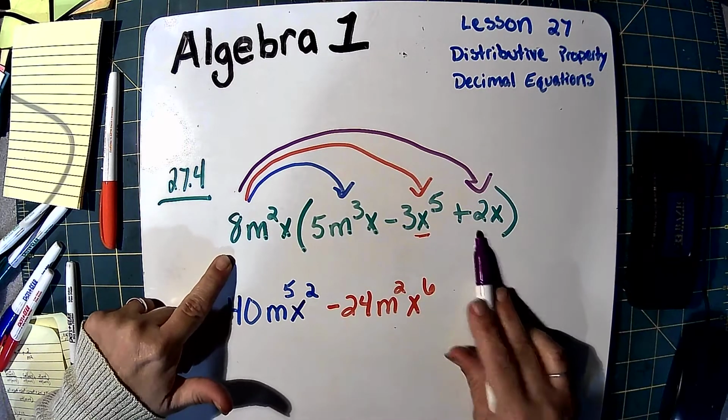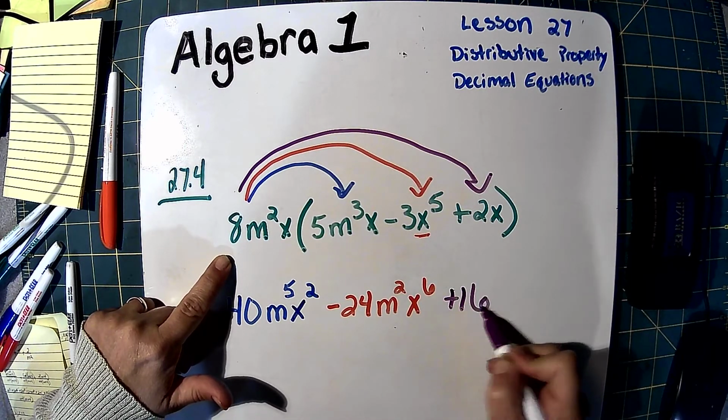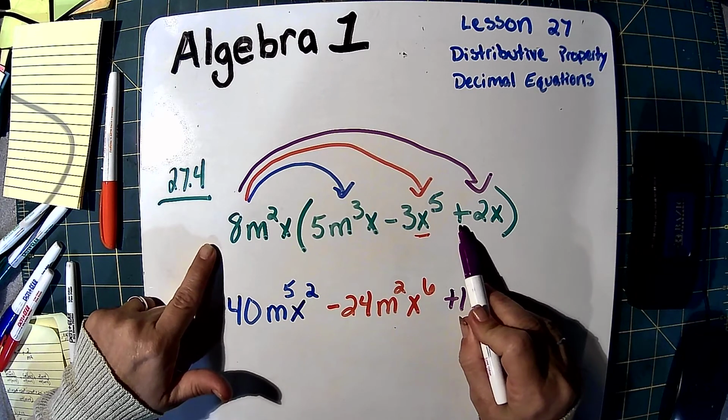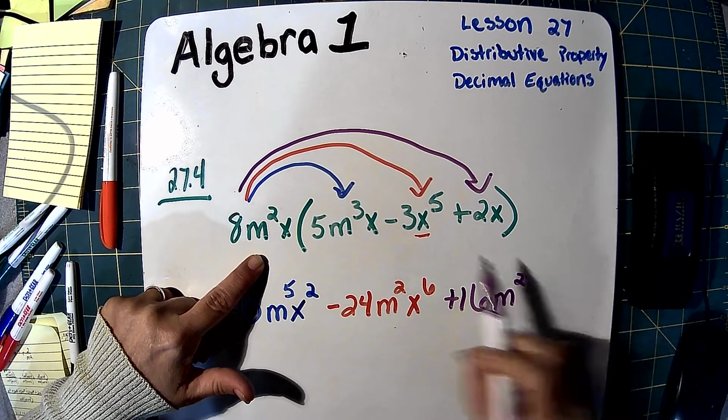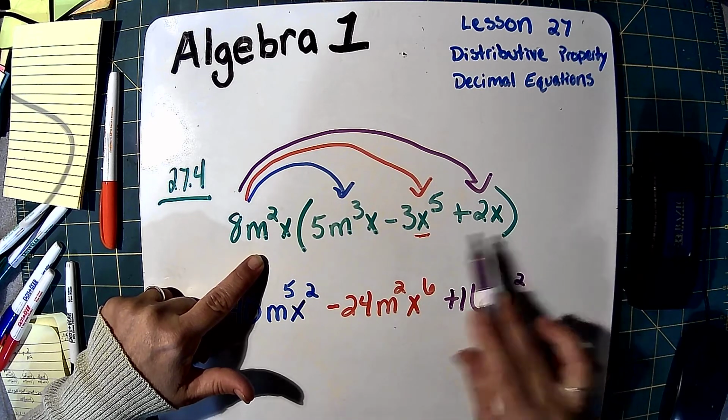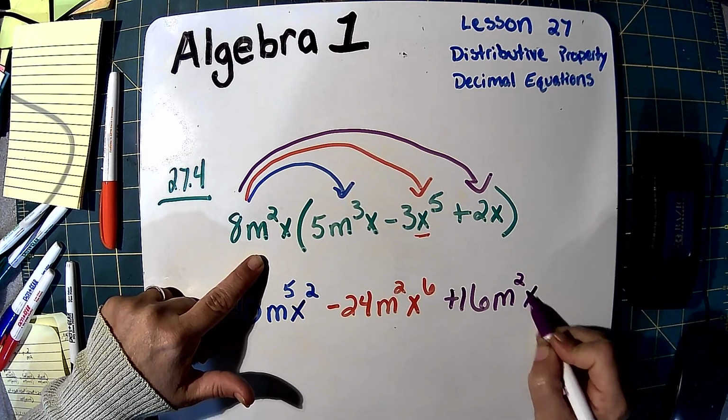So 2 times 8 is 16. And that's positive because that's a plus and that's a plus. Our m's, we don't have any other ones, so we're going to go m squared. Our x's, we have 1 and 1, so that would be x squared.